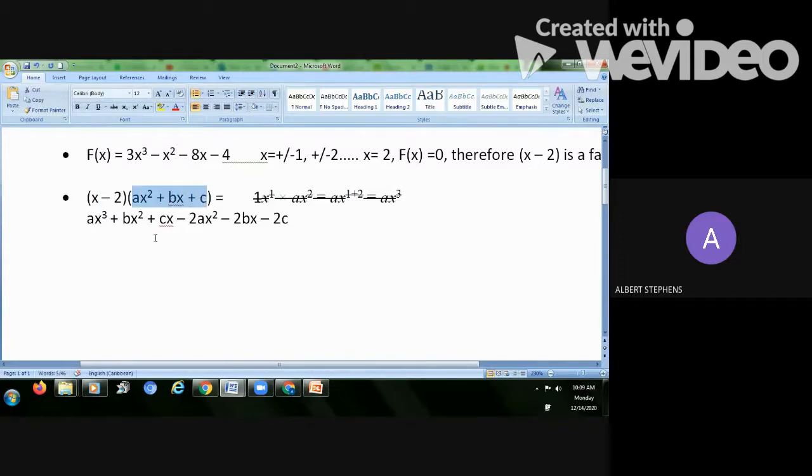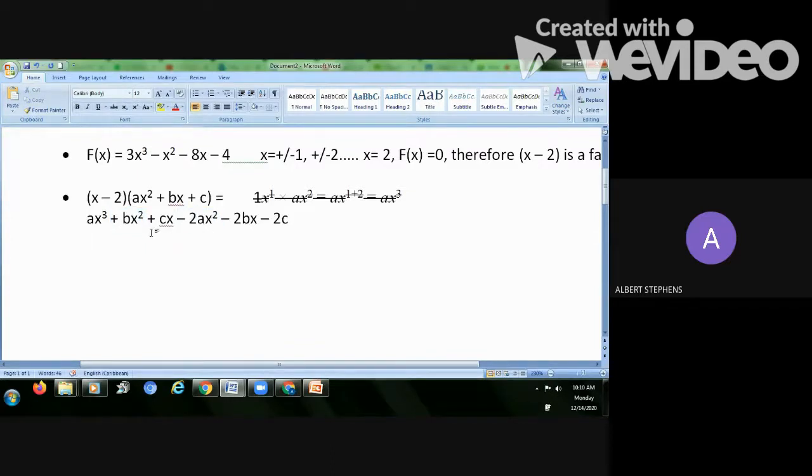Now I'm gonna group like terms. Would you agree with me that the variable x cubed, there's no other x cubed anywhere else, right? So that is unique. What is also unique is -2c. There's no other c with us. Well, there's a c here, but the variable is x. So what's common is the plus bx squared and the -2ax squared.